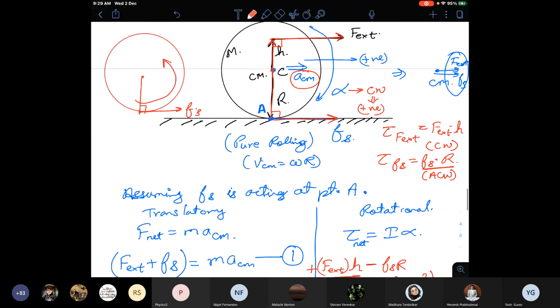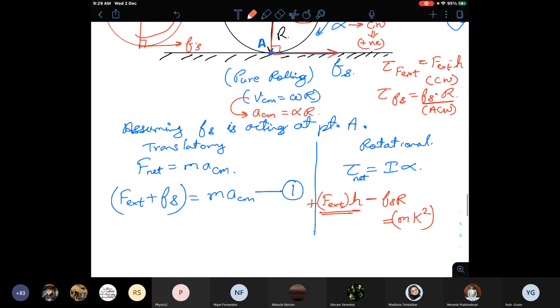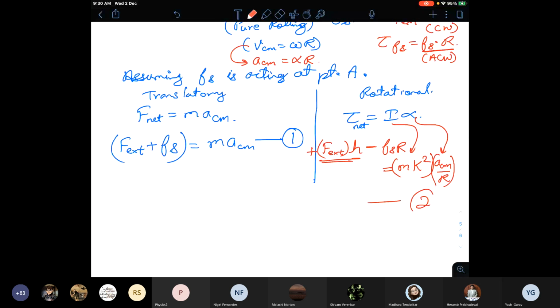Just see. I told you that for pure rolling, I can write VCM is equal to omega r. If VCM can be written as omega r, I can differentiate this relation. Then ACM is equal to alpha r. Simple. dVCM by dt will become ACM and d omega by dt will become alpha. R is constant, so it will come out of the differentiation. So ACM will become equal to alpha r. So from here, I can replace alpha as ACM by r. Okay, this is I, this is alpha, so this becomes your second equation.